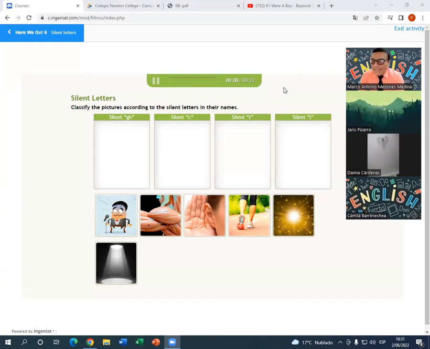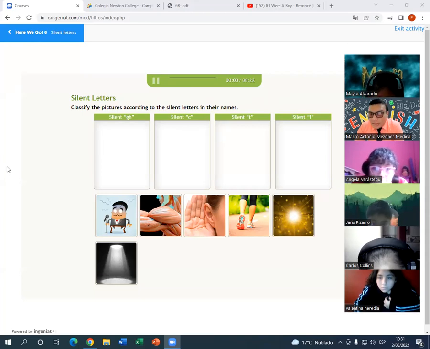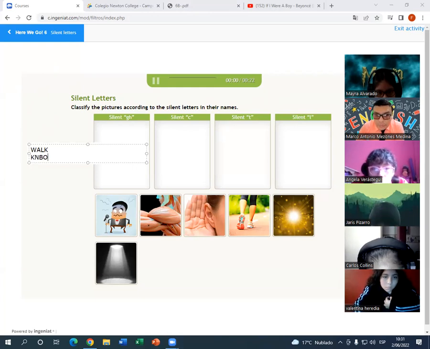What is a silent letter? Do you have any idea about it? What is a silent letter? In the English language, there are a lot of words that have silent letters. For example, listen to me. Walk. What is a silent word?